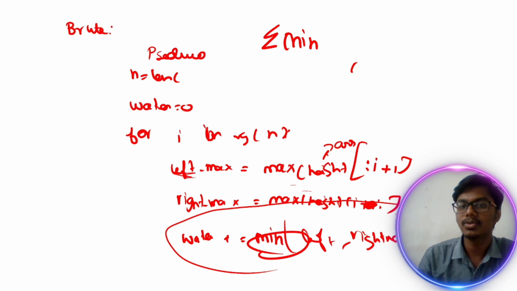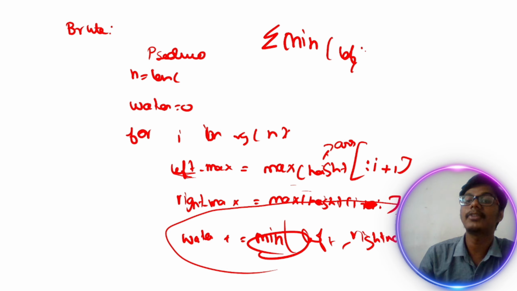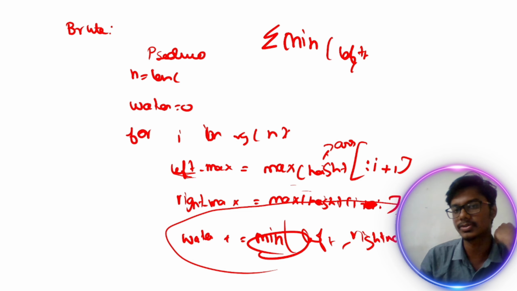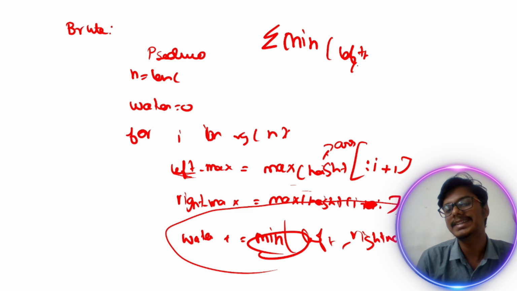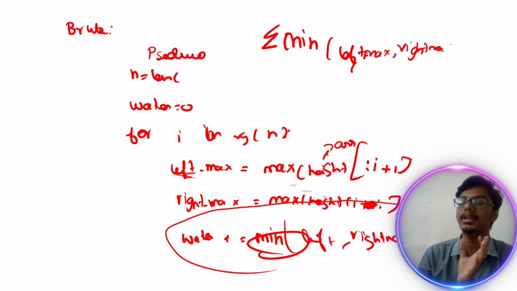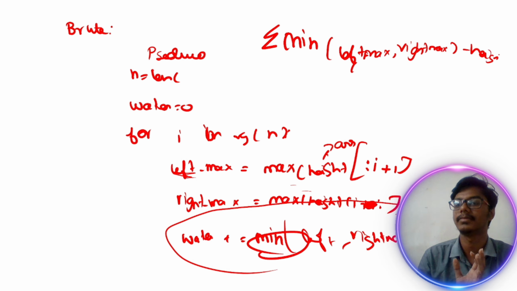So what are the things stored in the left max? This is the main formula, guys. This is also used in the optimal solutions, so just note it down. We store the left max, we find the minimum of the bars, and we store the right max, and then we subtract the height.